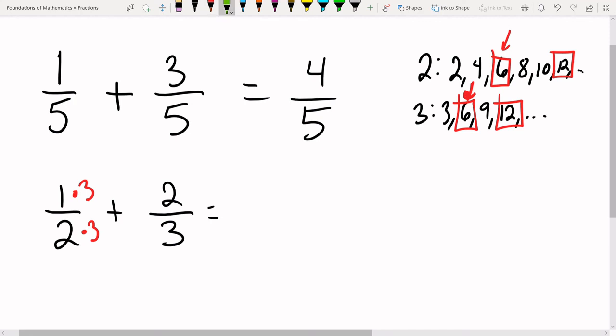All right. For the second problem, 3 is the denominator. So 3 times what is 6? 3 times 2 is 6. So we're going to multiply top and bottom by 2. Now, the first one is 1 times 3 on top. 2 times 3 is 6. And the second one is 2 times 2 on top. And 3 times 2 is 6. And now you see we have the same portions on bottom, right? They're both out of 6 now.